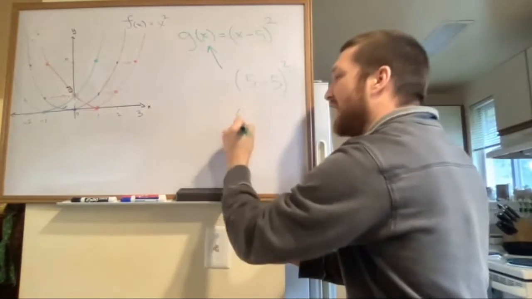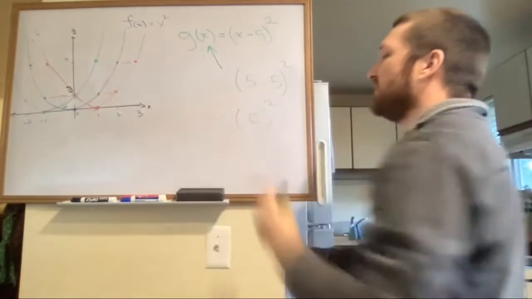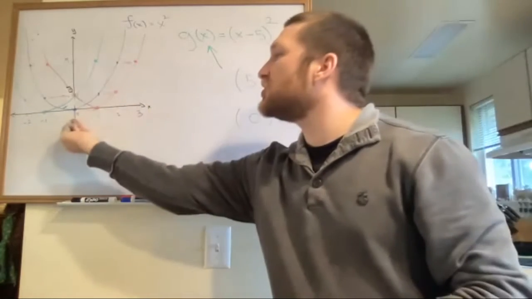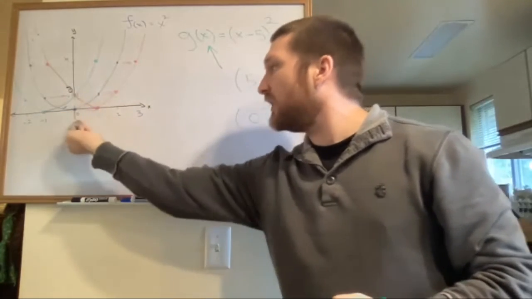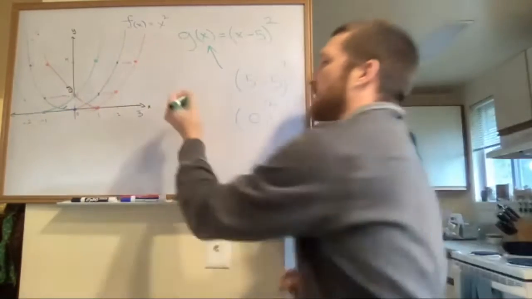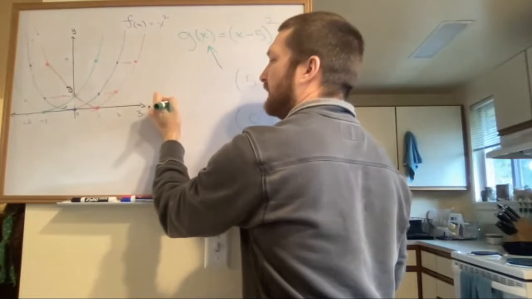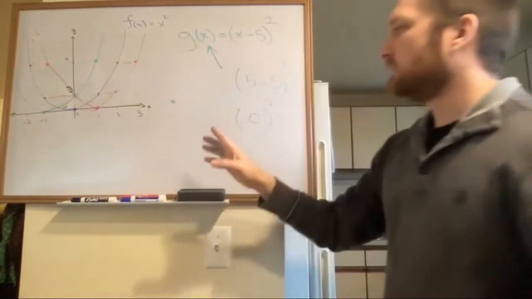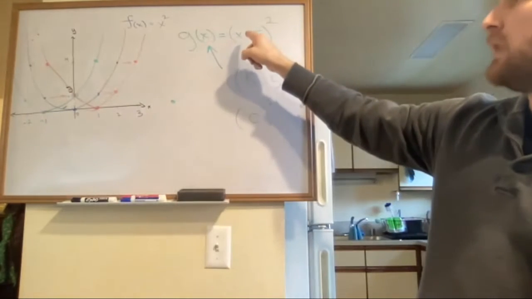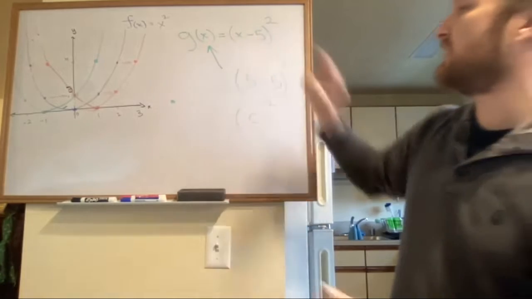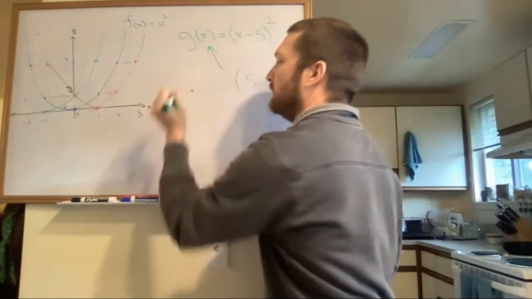If I plug in a +5, you hear what I'm saying? Then 5 minus 5 is 0. And oh, we have just shifted that point over here to positive 5. And nothing else has changed. Plug in a 6. What happens? 6 minus 5 is 1. You go up by 1.